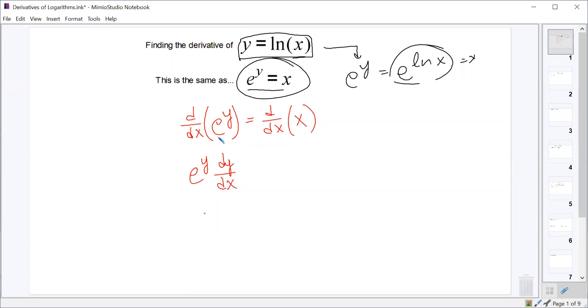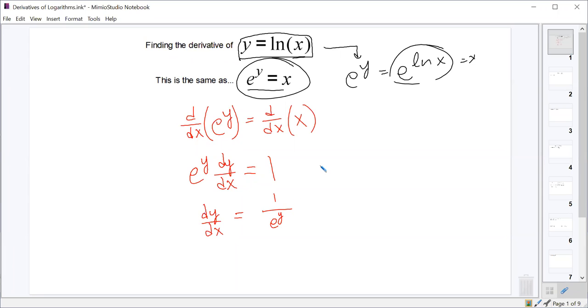Remember that from yesterday, the derivative of an exponential function is just that exponential function. And on the right side, what do we get? Just 1. The derivative of x is 1. Which gives us what? dy dx equals 1 over e to the y. Everybody okay with that? Yes. All right.